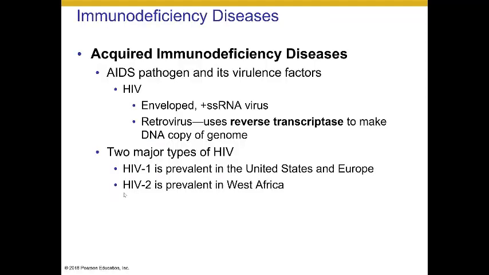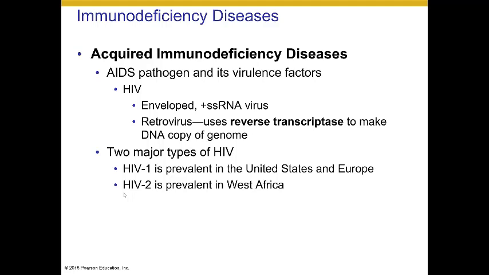All right, so let's talk about HIV. Human immunodeficiency virus. This is the pathogen that will lead to AIDS if infection of HIV is not controlled. The virus itself is an enveloped virus. It's a positive single-stranded RNA virus, but it's also a retrovirus, which means it will use reverse transcriptase and do transcription in reverse to make double-stranded DNA from its single-stranded RNA.